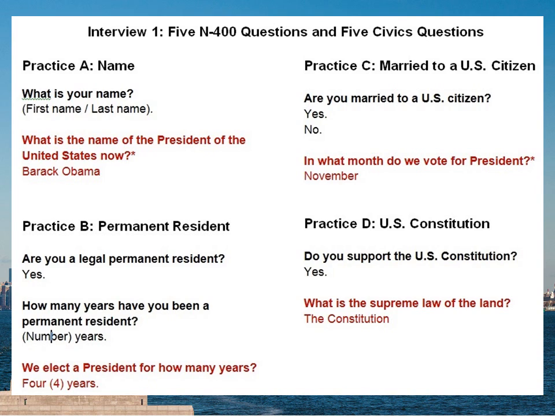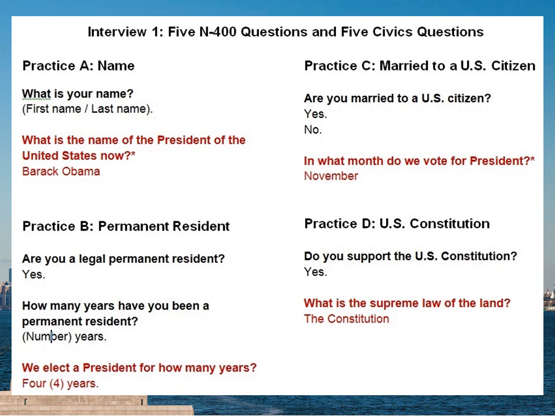The first interview is basically a series of 5 questions. What is your name? Are you a legal permanent resident? How many years have you been a permanent resident? Are you married to a U.S. citizen? And do you support the U.S. Constitution? So you have basically an overview of the N400 from the name to the last part when they're talking about the attachment of the Constitution.